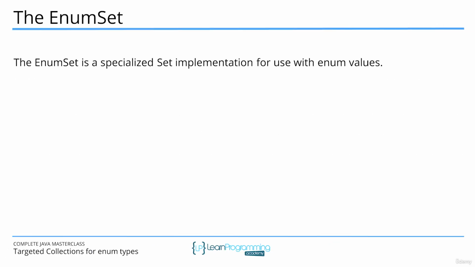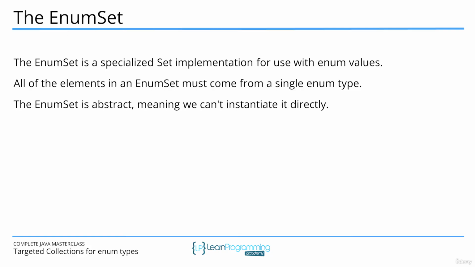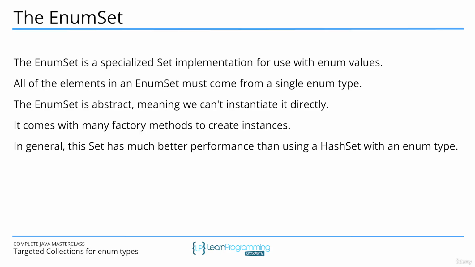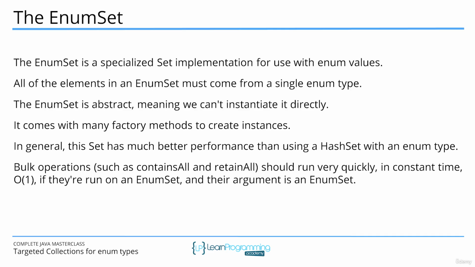The enum set is a specialized set implementation for use with enum values. All of the elements in an enum set must come from a single enum type. The enum set is abstract, meaning we can't instantiate it directly. It comes with many factory methods to create instances. In general, this set has much better performance than using a hash set with an enum type. Bulk operations, such as containsAll and retainAll, should run very quickly in constant time, big O of 1, if they're run on an enum set, and their argument is an enum set.